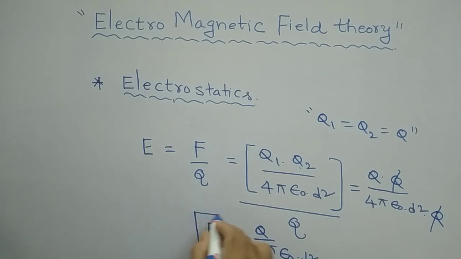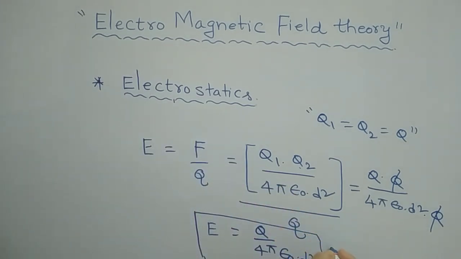That's it. E equals Q by 4 pi epsilon naught into d square, volts per meter in general. So it is measured in volts per meter. This is another important definition that you should remember.